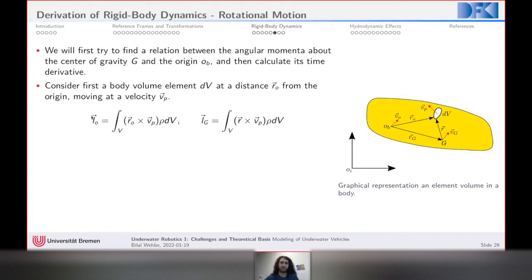which will give us in the end just the definition of angular momentum with respect to each point here. So this is the angular momentum with respect to the point O, and this is the angular momentum with respect to the point G. Sorry, this is not with respect to the point OB, this is with respect to this point here.